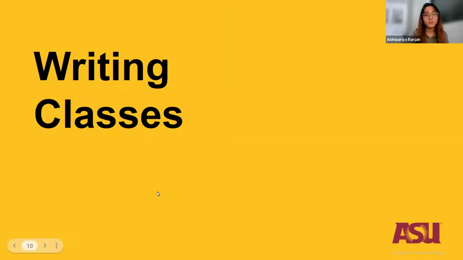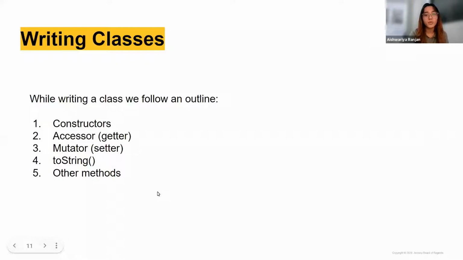And we're going to go over how to write classes using UML diagrams. While writing classes, we follow an outline. No matter what program you're asked to write, a good place to start is defining these four methods. You'll have the constructor, which initializes the values which you have declared in your class. Like for the Account class, we had int id and double balance. So the constructor is where you would initialize them.